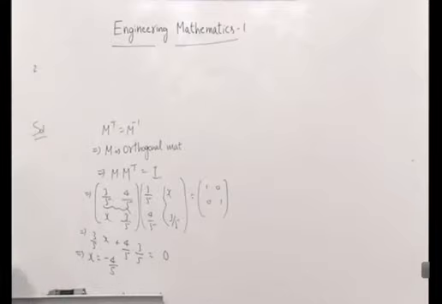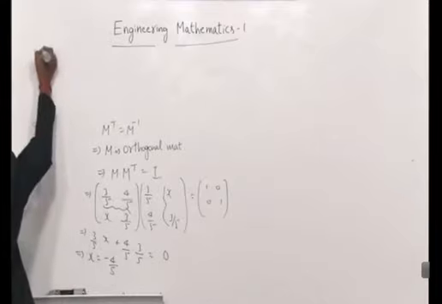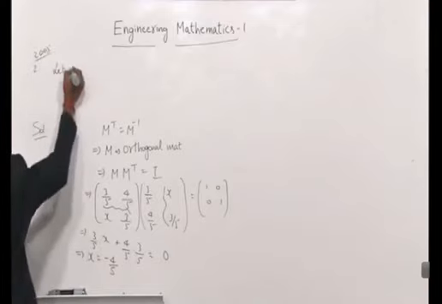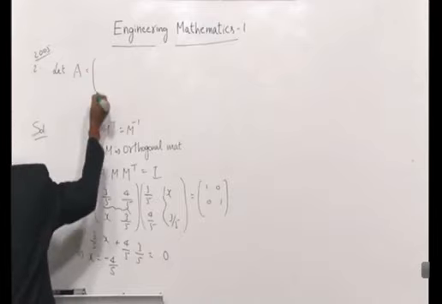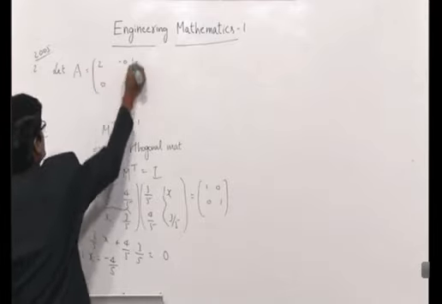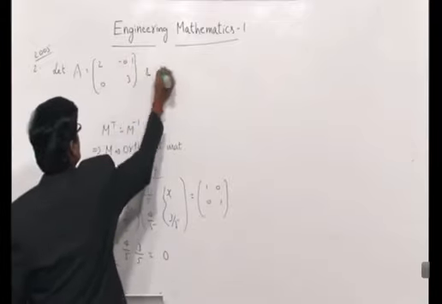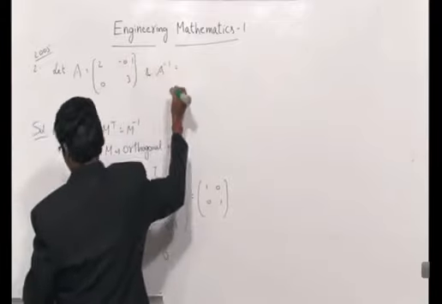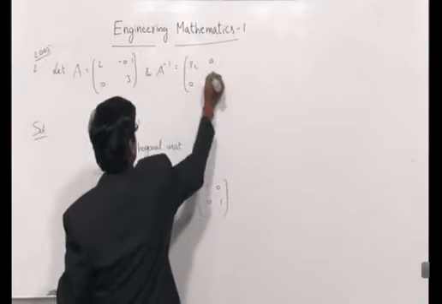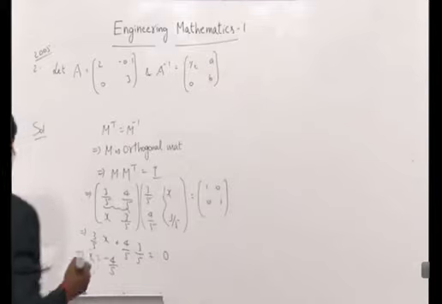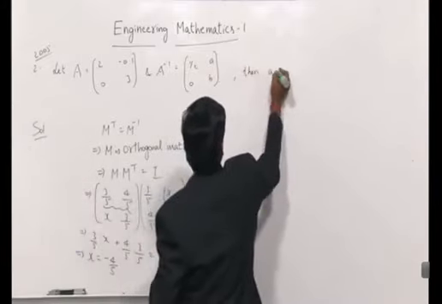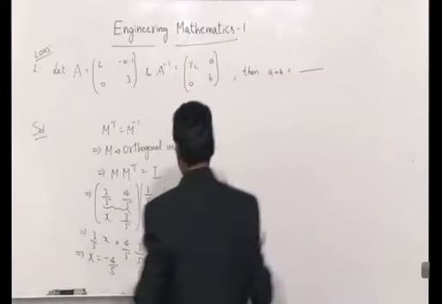The other example is the one given in 2005. Let A be the matrix [2, -0.1; 0, 3] and A inverse is equal to 1 by 2 times [a, 0; 0, b]. Then A plus B is equal to?